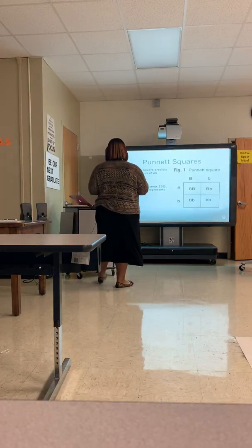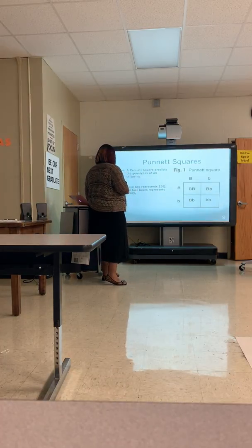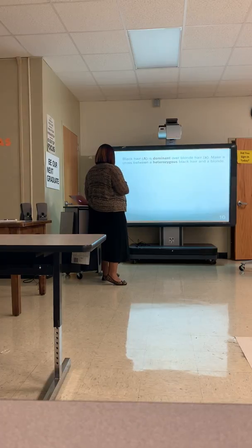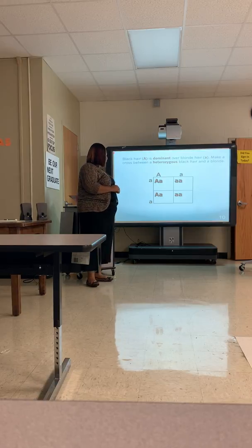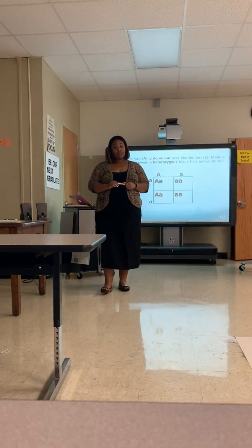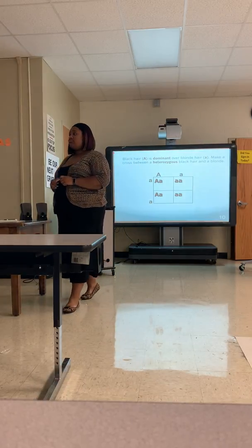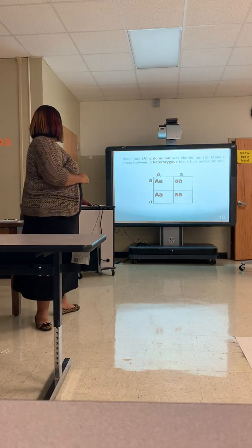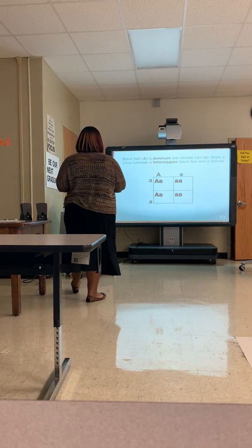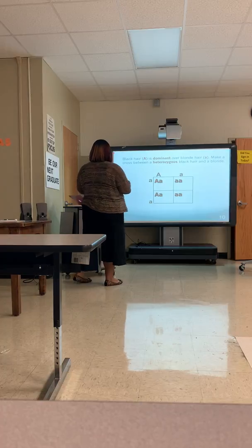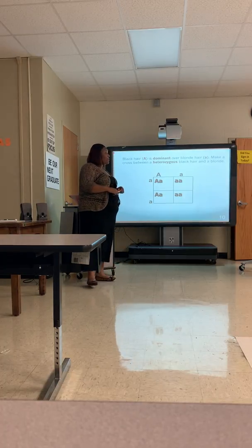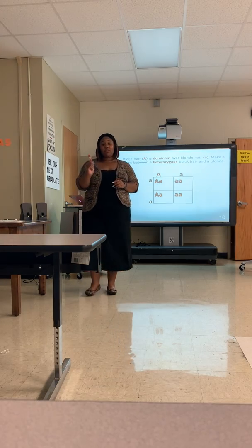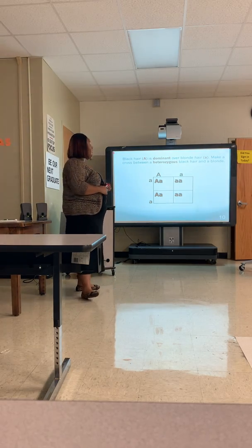And we're going to go into more detail in the next slide. We're going to do an example together. Black hair, capital A, is dominant. So we know that we're dealing with the capital letter. It's dominant over blonde hair, lowercase a. Make a cross between a heterozygous black hair and a blonde. So heterozygous is what again? That means we're dealing with opposite allele combinations.